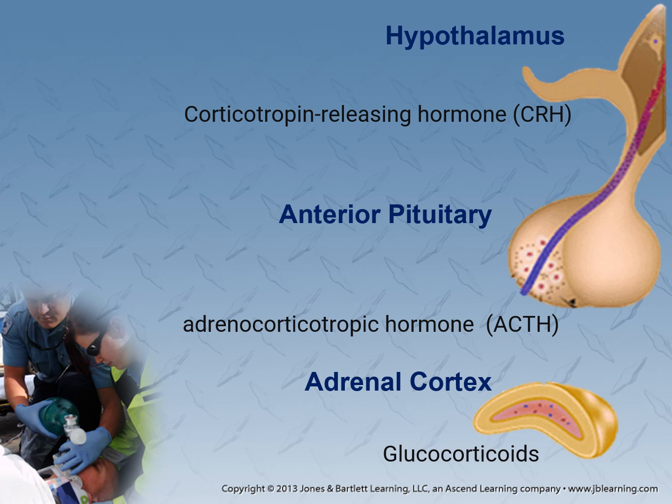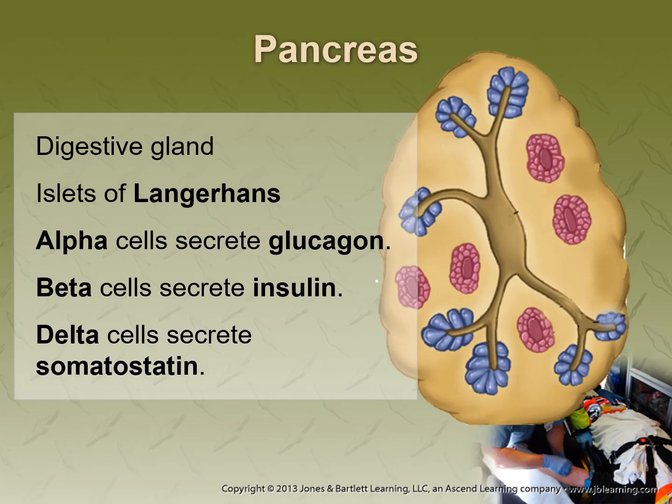So all of these, then, if you were looking at a problem with releasing glucocorticoids in our patient, if we were an endocrinologist, we would have to look at, is it a hypothalamus problem, is it an anterior pituitary problem, or is it an adrenal cortex problem? Somewhere in there, we're not getting the hormones released.